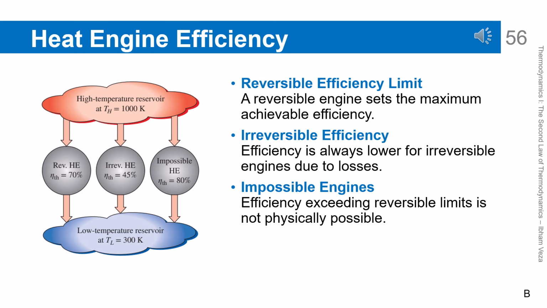Heat engine efficiency. A reversible engine sets the maximum possible efficiency limit. An irreversible engine always has lower efficiency due to losses. No engine can exceed the reversible limit. If it did, the second law would be violated. This once again reinforces the role of the second law as a fundamental limiter.